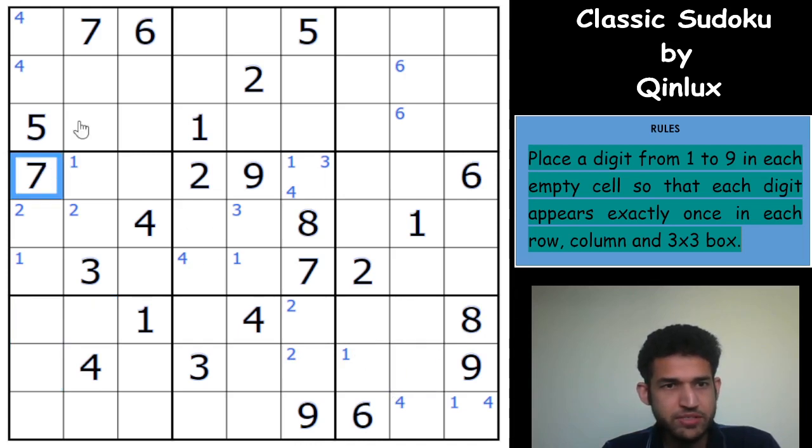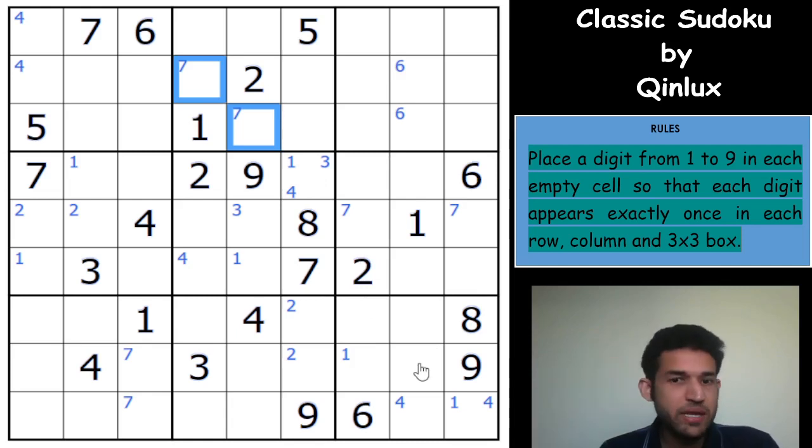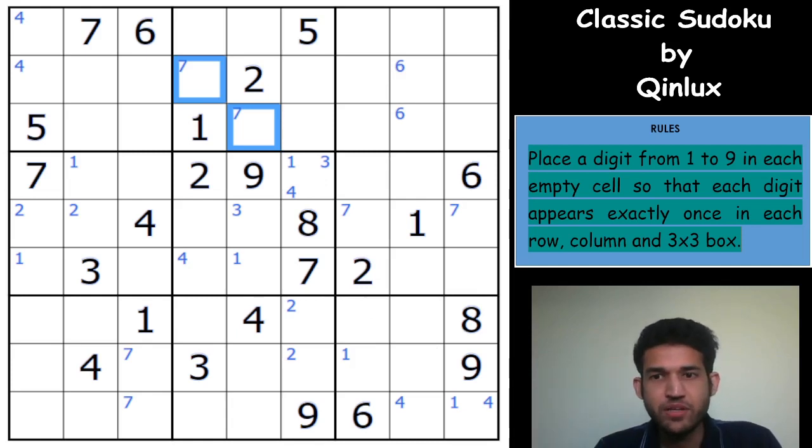So let's move on to 7s. 7 in column 1 and 2 gives me a 7 in here. 7 in row 4, row 6 gives me a 7 in here. 7 in row 1, column 6 gives me a 7 in here. And I don't need to bother the rest of the boxes because there are many options for 7s in them. Let's go to 8s now.